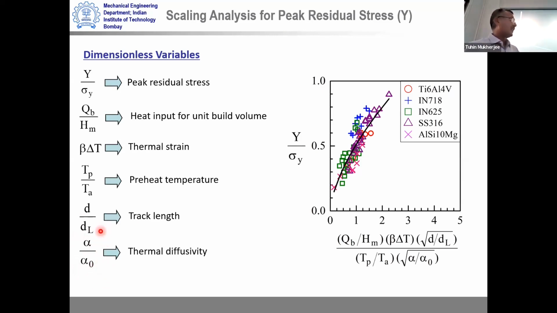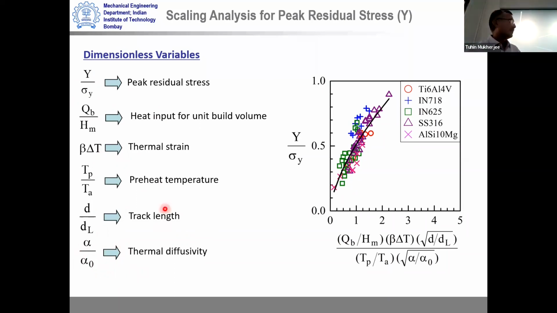And the higher the thermal diffusivity of an element, the more uniform the temperature, the lesser the thermal gradient, the lesser the strain, and the lesser the stresses. So we get an understanding that these are the key variables which influence the evolution of the residual stress. Variables like heat input per unit build volume, thermal strain and larger track length directly increase the residual stress. Variables like preheat temperature and thermal diffusivity will try to reduce the stresses.